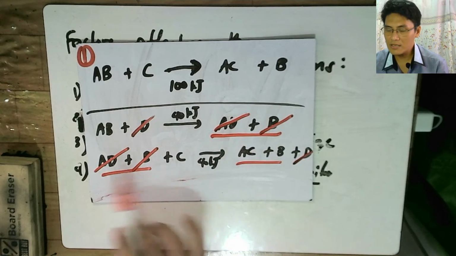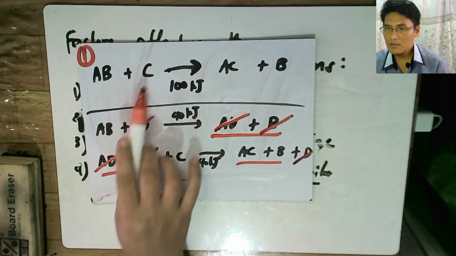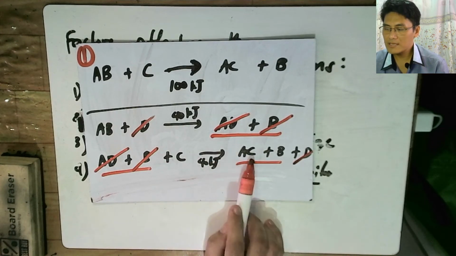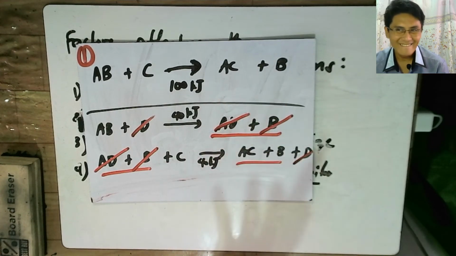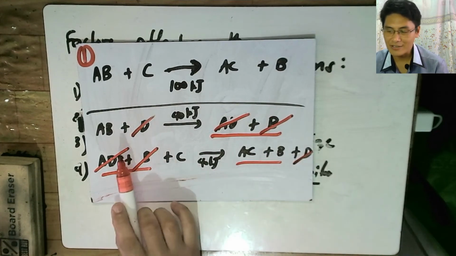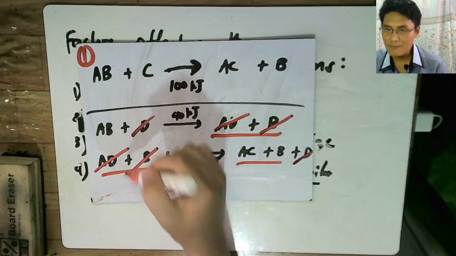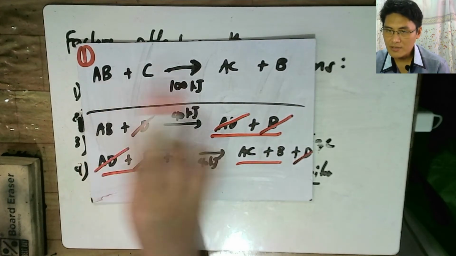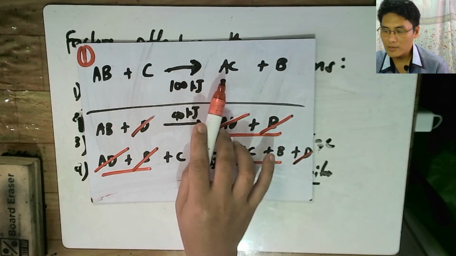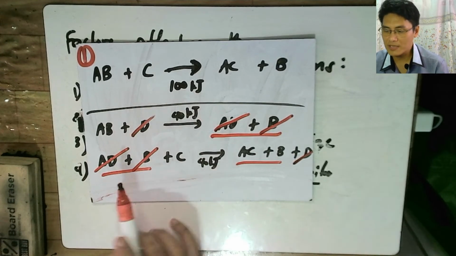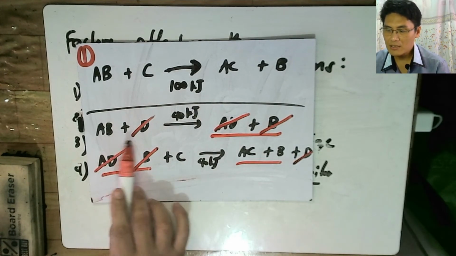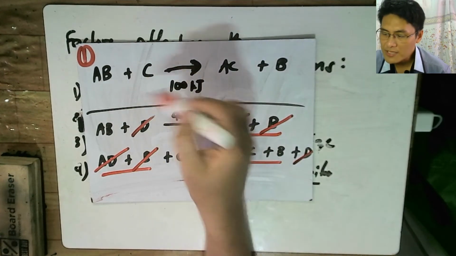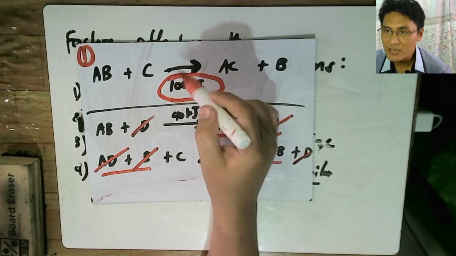So now when you cancel out these things, A and B plus C is still equal to AC plus B, right? It's still the same reaction. It took 2 steps, but it's still the same reaction. So you see, this is a direct reaction. A plus AB plus C is equal to AC plus D. In this case, you took 2 steps, but the effect is still AB plus C equals AC plus D. But guess what? This reaction took 100 kilojoules.